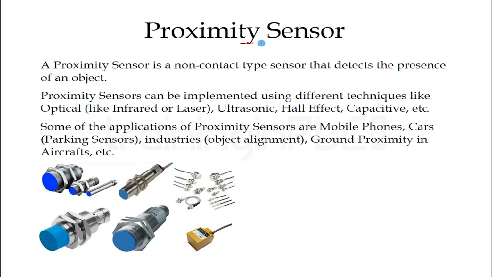Next, proximity sensor. A proximity sensor is a non-contact type sensor that detects the presence of an object. Proximity sensors can be implemented using different techniques. Some applications of proximity sensors are mobile phones, cars, industries, and ground proximity in aircraft. There are different types of proximity sensors: capacitive proximity sensor, inductive proximity sensors. Depending on the application, we'll choose a proximity sensor.